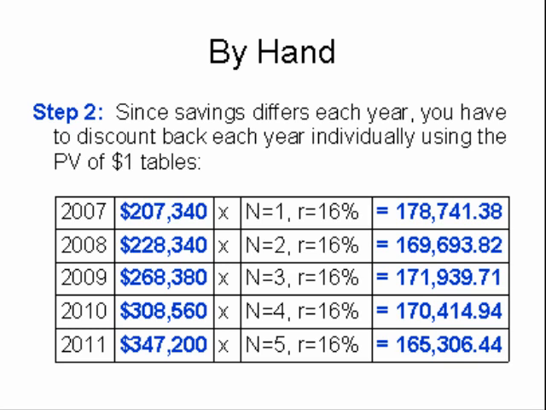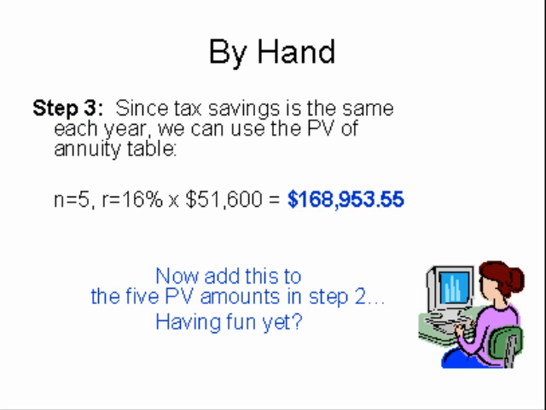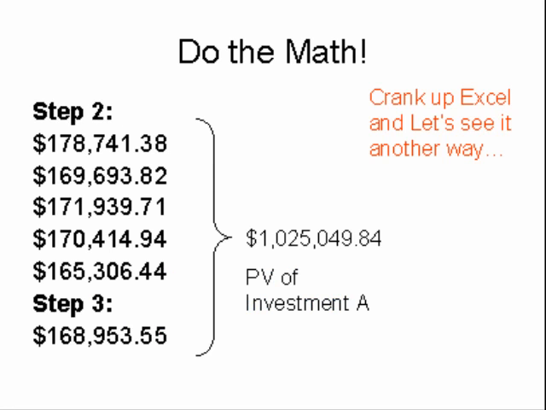Now what about the depreciation? That is the same every year. So we can use the annuity table and just have one calculation to figure out the present value of the tax savings of each of the years. Add those two together, the present value of the tax savings and the after-tax cash flow, and you get the present value of the project. So there's the present value of each of the 5 years plus the present value of the tax savings from depreciation, and you get the present value of the investment.